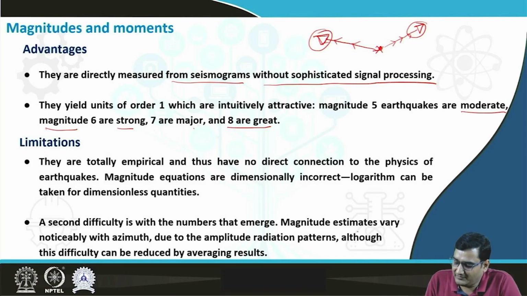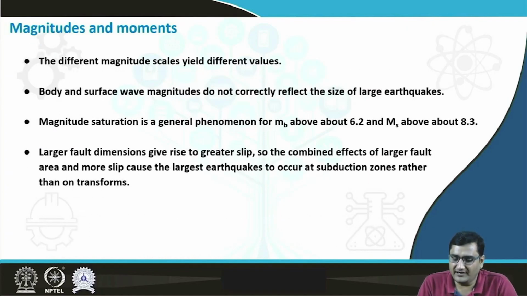So magnitude estimates vary noticeably with azimuth due to the amplitude radiation pattern, although this difficulty can be reduced by averaging results. When you have variations in the magnitudes at different stations, you can take the average to come out of that difficulty. Also, different magnitude scales yield different values. If you calculate the MB value, MS value, or ML value, all will come out more or less different. This is also one of the problems.